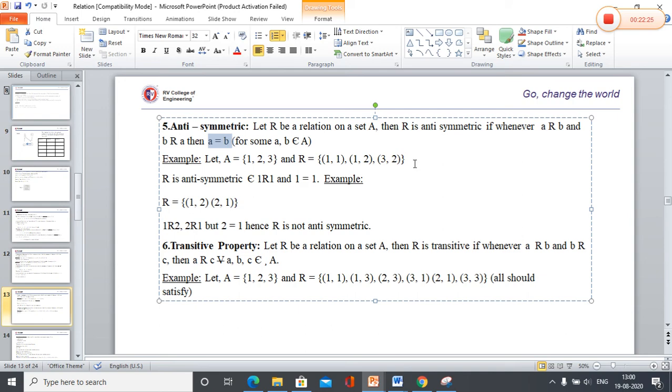3 2 is there, 2 3 is not there. So I will not check for A is equal to B. So for this one, the 1 1 ordered pair, AB and BA both are there, so the A is equal to B condition is satisfied. So this is an antisymmetric relation.